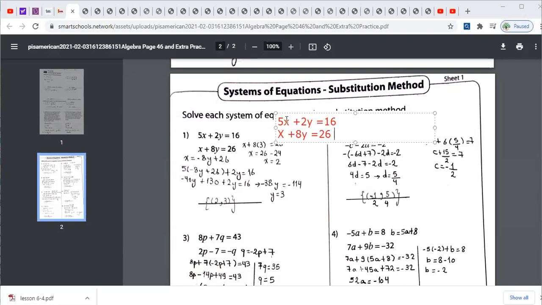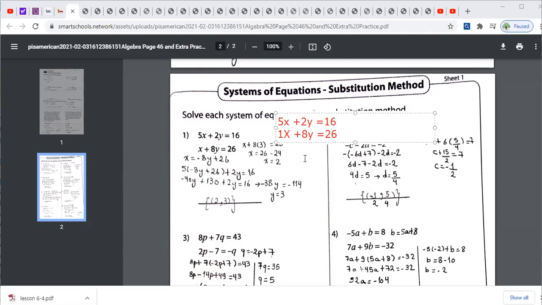Look at the coefficient before x in both equations. For the first equation, the coefficient before x is what? 5. And in the second equation, the coefficient before x is 1. They are not the same. We can change one of them to have the additive inverse of the second. Moving to the y terms, the coefficient in the first equation is 2 and in the second equation is 8, so they are not the same either. We have different methods to solve this question.